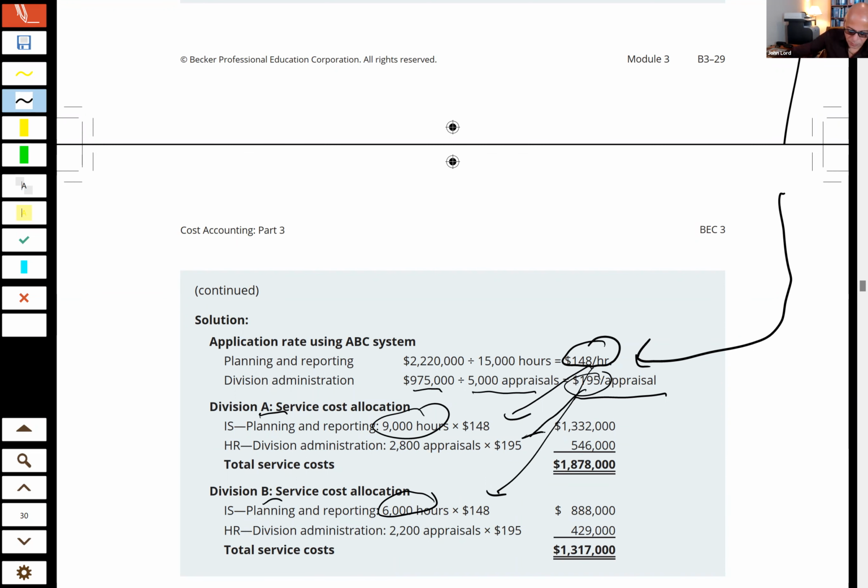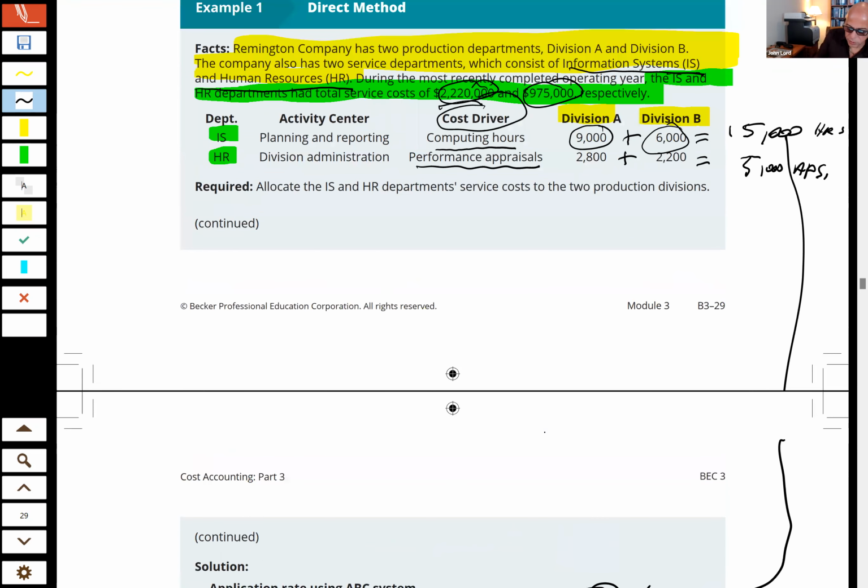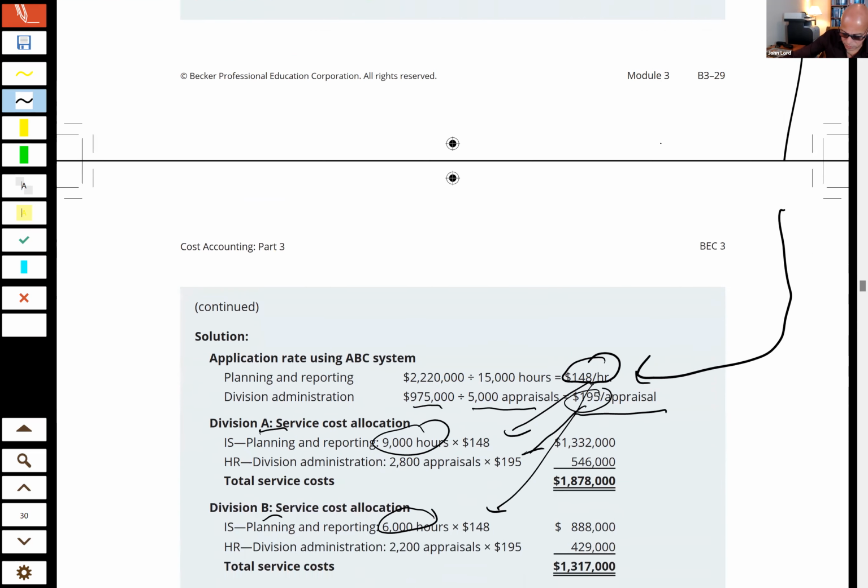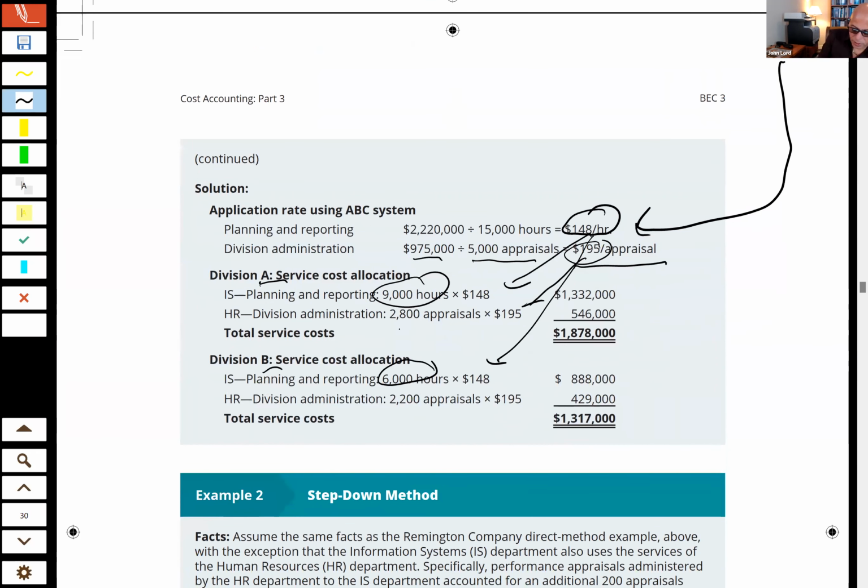And again, just peeking back up to remind ourselves, Division A used 2,800, Division B used 2,200. Okay, so we go ahead and apply that to 195, right? And we have now applied the appraisal cost for the HR to Division A, Division B, and we now have our totals.